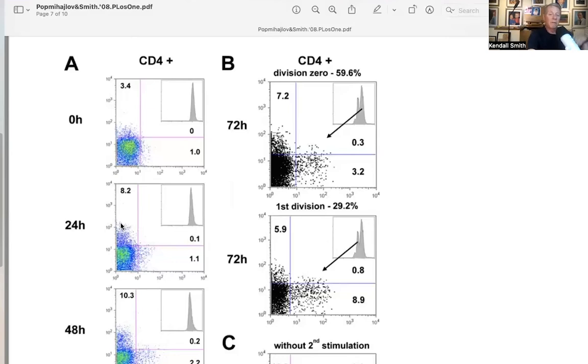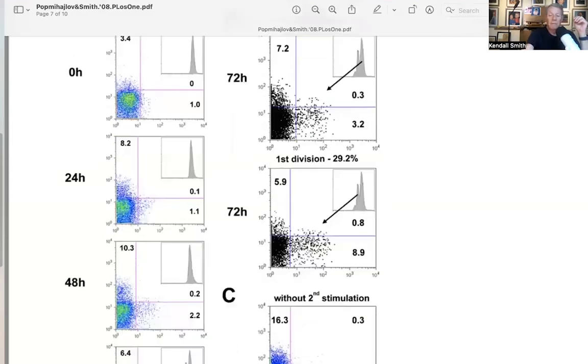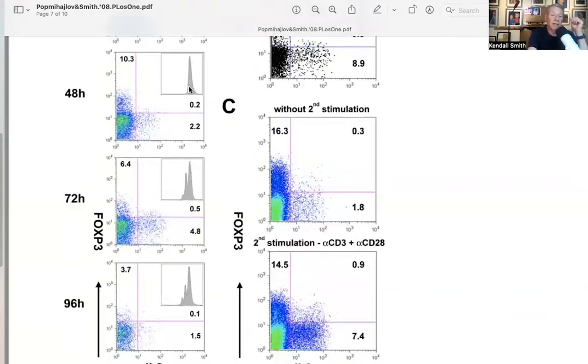But now we see 8% of the cells are FOXP3 positive versus 3.4% before. And now we see a little bit of the cells becoming IL-2 positive. Then if we go to 48 hours, they still have not undergone a cell division, but we have 10% FOXP3 positive cells and 2.2% IL-2 positive cells. By 72 hours, FOXP3 is 6.4%, and now we have 4.8% IL-2 positive cells. And by 96 hours, 4 days, we have a decrease in IL-2.